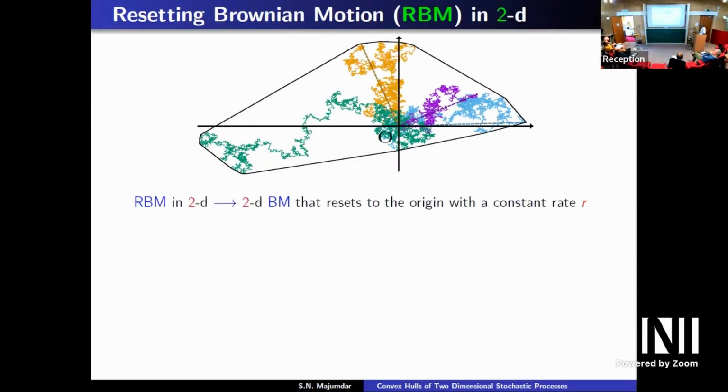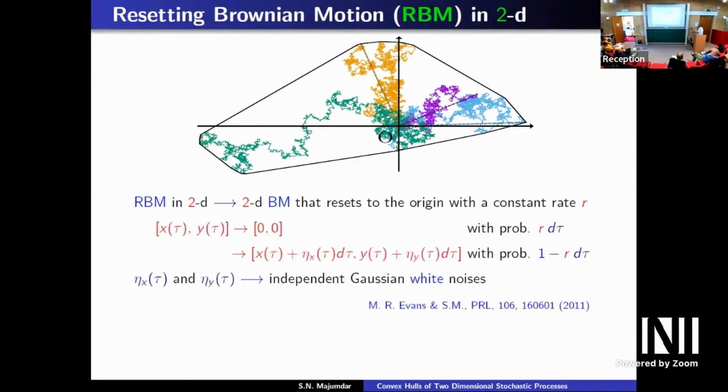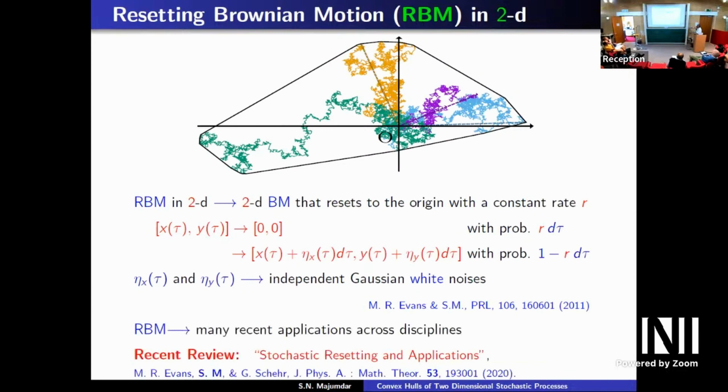And so again, you can use the same methodology. The precise model of resetting Brownian motion is the following. With probability R d tau in a small time d tau, you go back to the origin. So this is the resetting move. And with the complementary probability, you just diffuse, adding random noise basically. This was the model introduced with Martin Evans about 10 years back, and now it has been used in many different search contexts and so on. But you can just ask, what is the convex hull of this search process? There's a recent review on stochastic resetting and applications with Evans and Gregory Schehr.